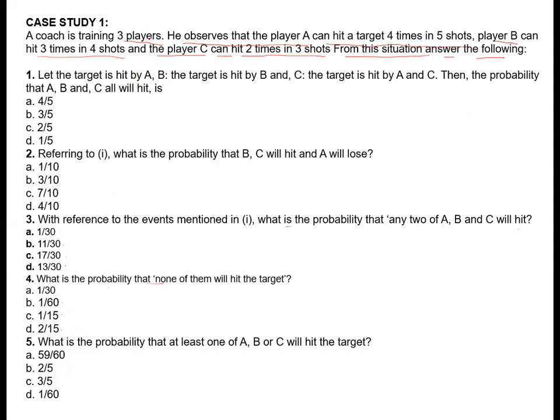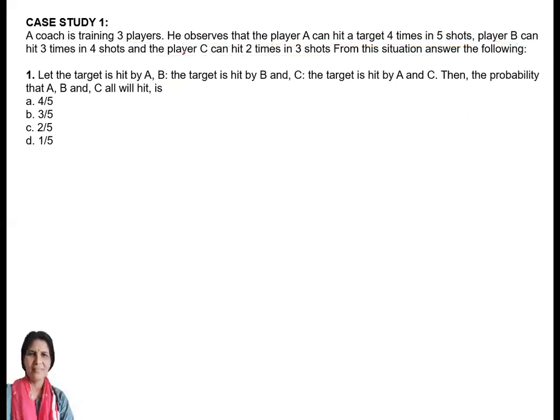So first, there are three players. A is hitting 4 times in 5 shots. That means the probability of hitting the target is 4 upon 5. Probability of B is 3 times in 4 shots, that means 3 by 4. And probability of C is 2 by 3.